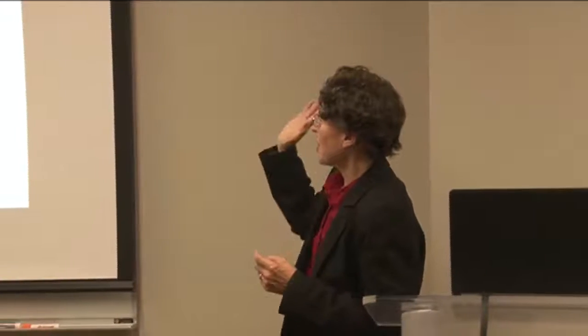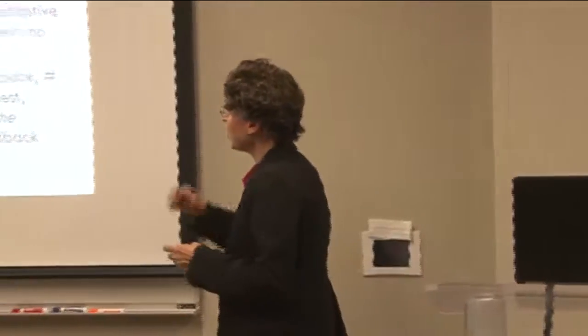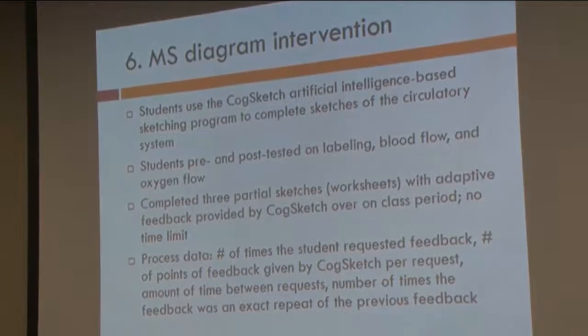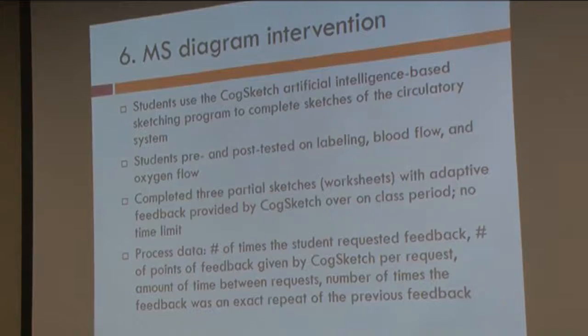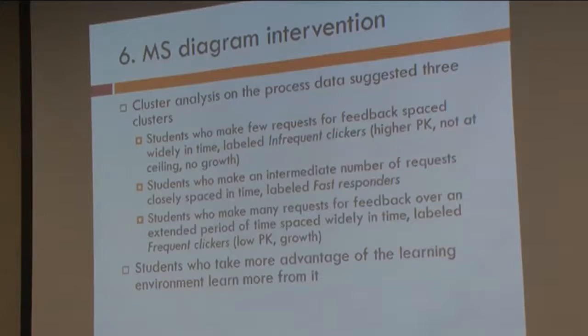So we did blood flow. For those of you who know Roger Azevedo, of course, I'm channeling Roger here when I'm using the circulatory system. The kids would complete a task, or get partway through a task, and then they could request feedback. So there was this adaptive feedback provided over the class period. We were looking at how the kids were using the feedback when they were sketching to learn. And what was interesting is that it looks like there are 3 separate subgroups of kids here.